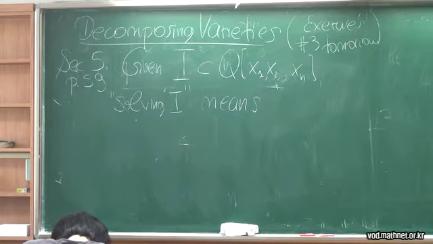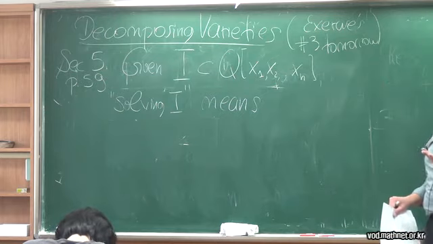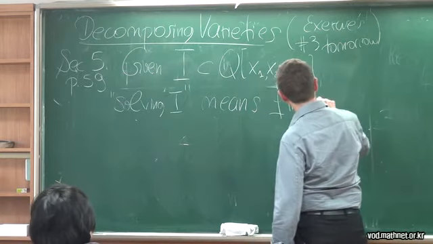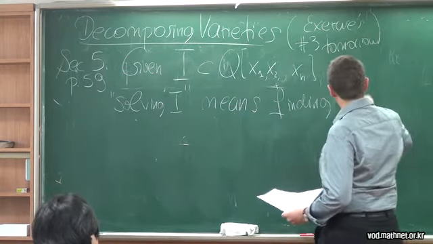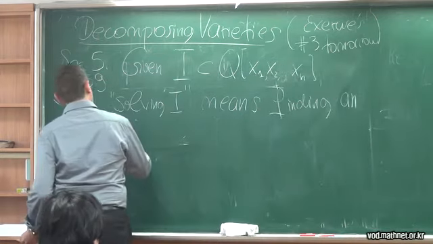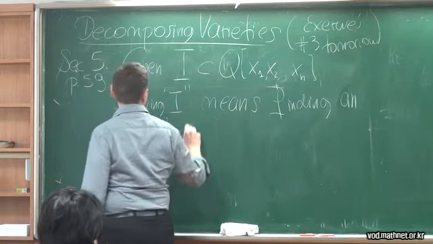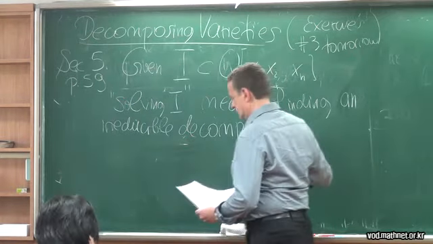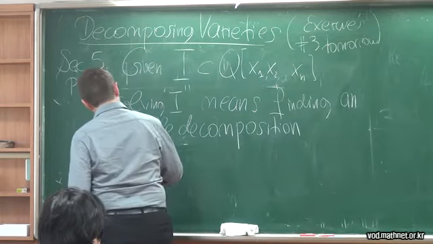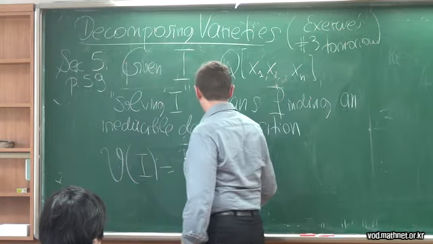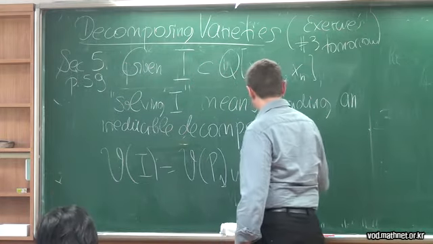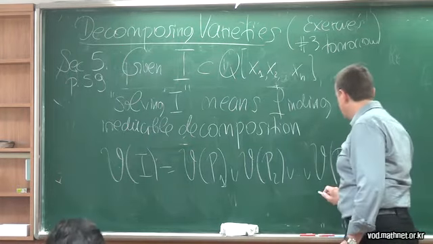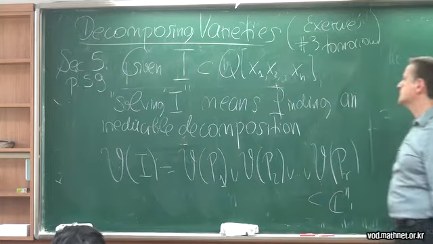So in my opinion, this is my opinion, okay, you can disagree with this opinion. So my opinion, solving means finding an irreducible decomposition, describing typically the irreducible decomposition of the variety. So the variety of I has a finite decomposition into varieties given by some other ideals, P1 up to PR in C to the n.